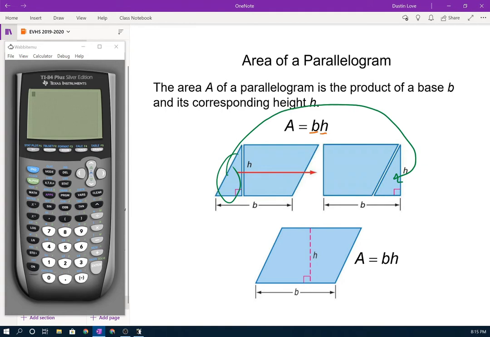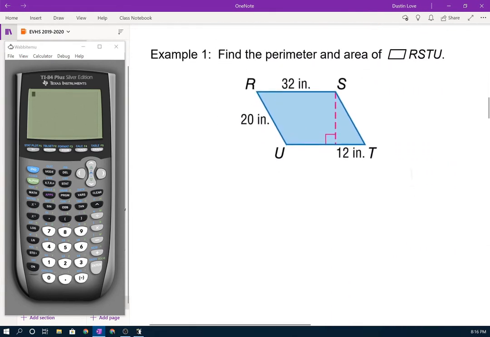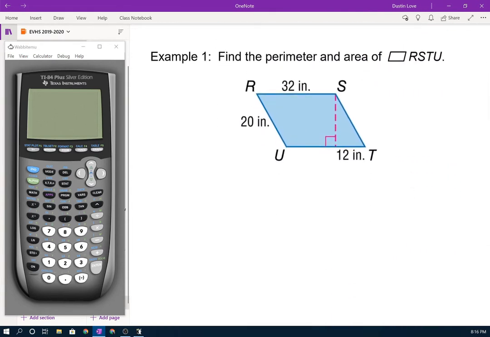Now, you're used to your rectangle being just length times width. Well, length, width, base, height, just renaming it. Therefore, our parallelogram area formula is just length of the base times the height. So, pretty simple formula, and let's go ahead and see what we can do with that.